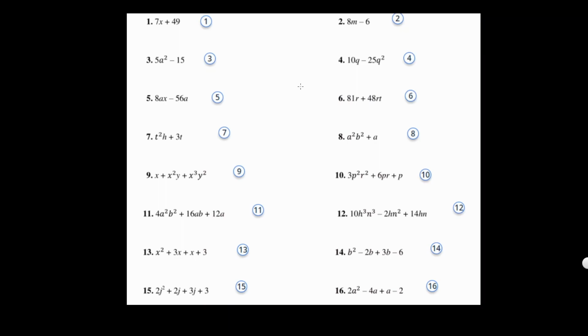Okay, why don't you pause the video? You may pause the video and try all these 16 problems. This is factoring. Try to factor all these.